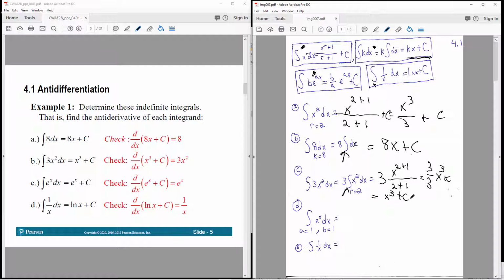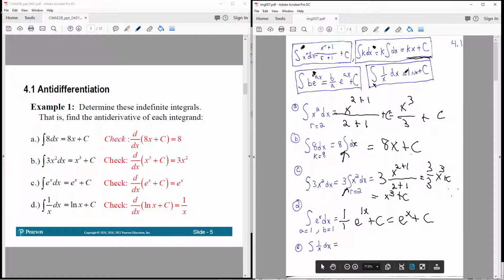Next one here we have e to the x. You see there a is 1, b is 1, so I see one like it. When I rewrite this one here, we're going to have b over a, which is just 1 over 1, e to the 1x plus c, and that's just going to be e to the x plus c. The last one here, I have the integral of 1 over x, and that corresponds with that one there. So I end up with ln of x plus c.